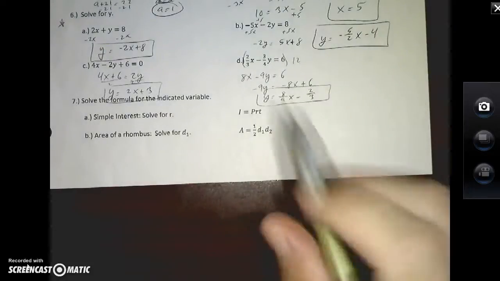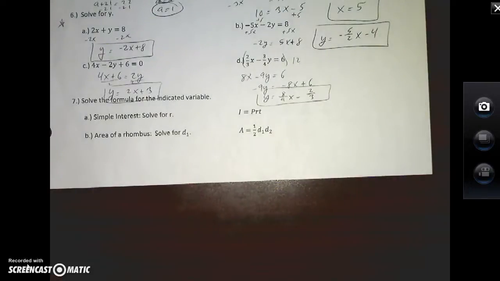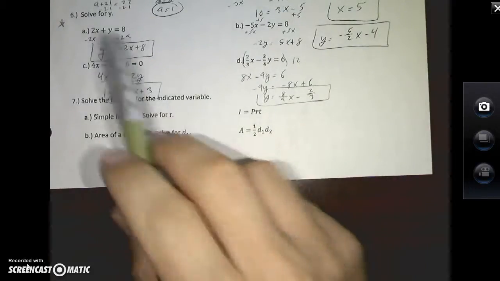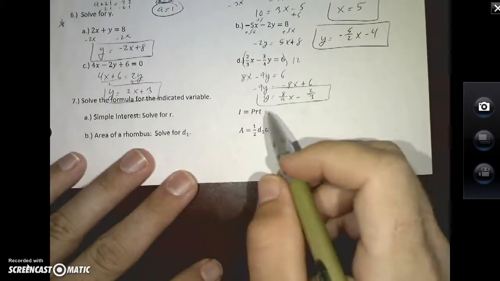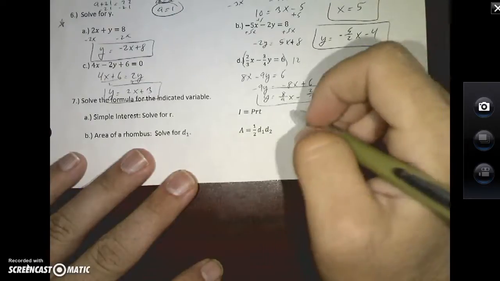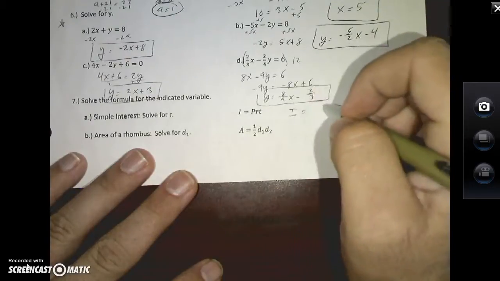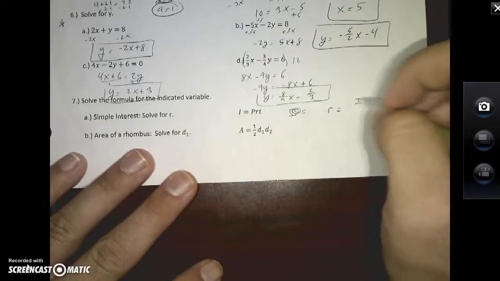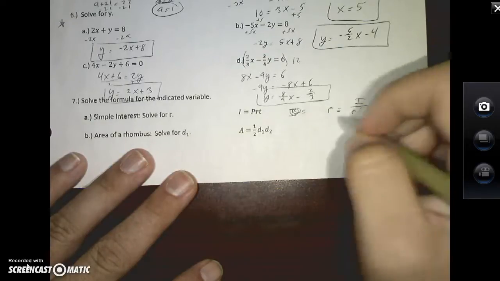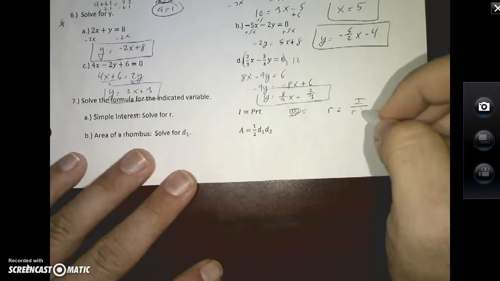Okay? Just 2 more problems for this first video. Solve the formula for the indicated variable. This is basically the same thing. It's kind of jumping off of the previous one. Simple interest, solve for r. I want r by itself. It's as simple as it sounds. Divide both sides by pt. So r equals I divided by pt.